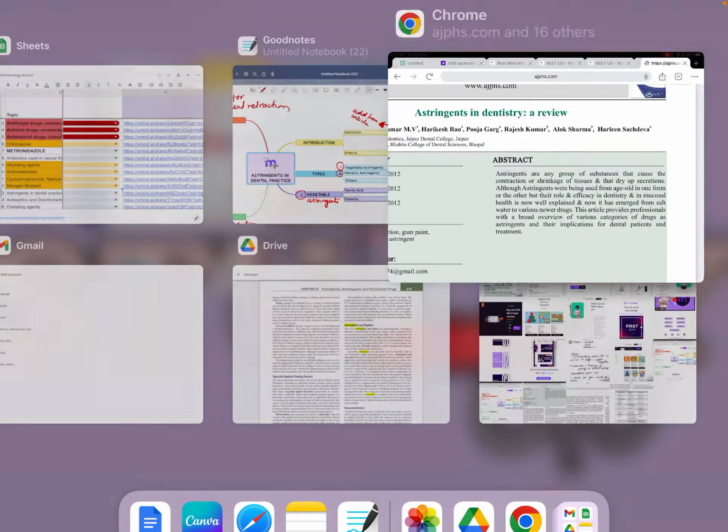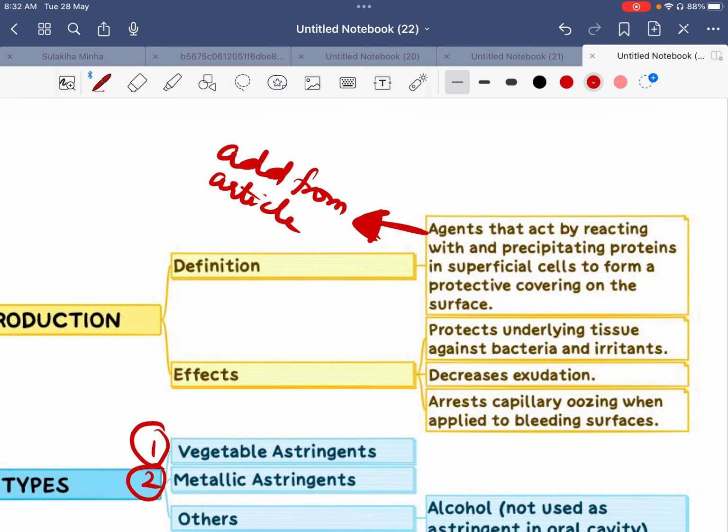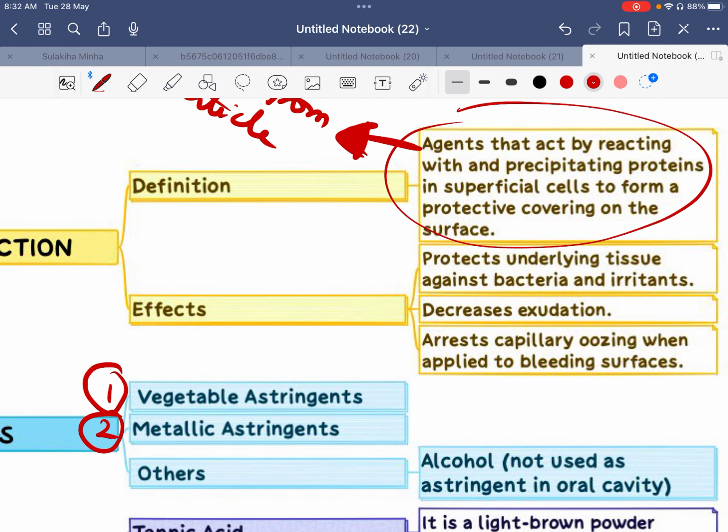That's important, because I know that you've put this. They act by reacting with and precipitating protein in superficial cells to form a protective covering on the surface, but what are they really doing is not really reflected. So you put that definition, but you can let this be there. There is no problem, you're just adding something here. Again, effects: if you could get better words from the article, I would prefer, because these are a little difficult for me as a second year student to understand.